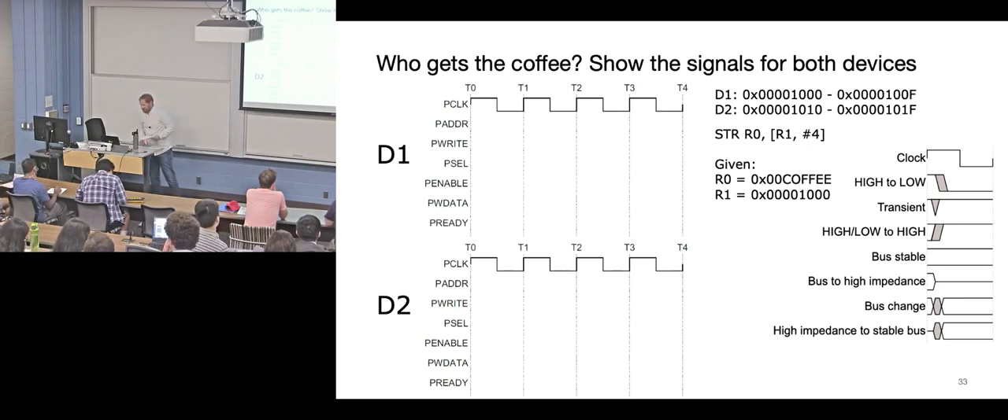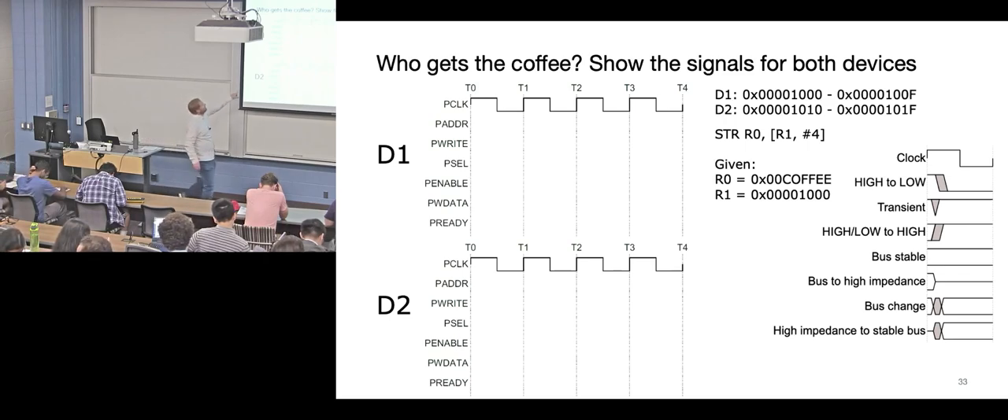So your job is to write the bus signals on D1 and D2. I forgot to label them here, but on your worksheet it's supposed to be D1 on the top, D2. What are the bus lines that those two peripherals or targets will see?